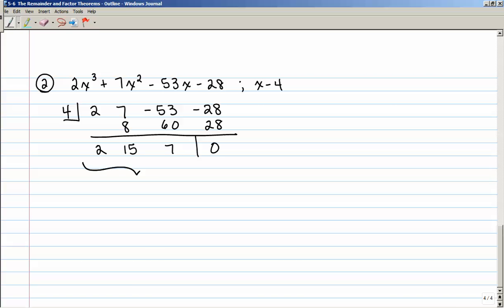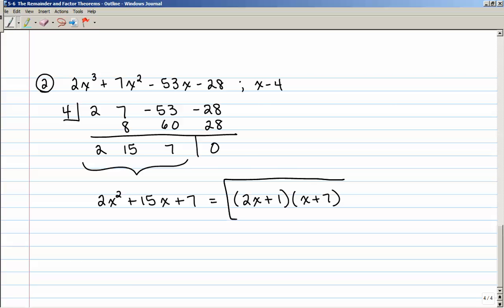So these are the coefficients of my solution. Since I started with an x cubed, my answer is going to start with an x squared. So 2x squared plus 15x plus 7, and that will factor into 2x plus 1 and x plus 7. So, given that x minus 4 is one factor of our original polynomial, the other two factors are 2x plus 1 and x plus 7.